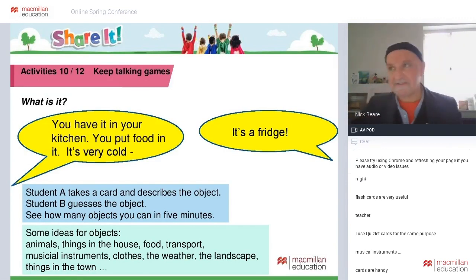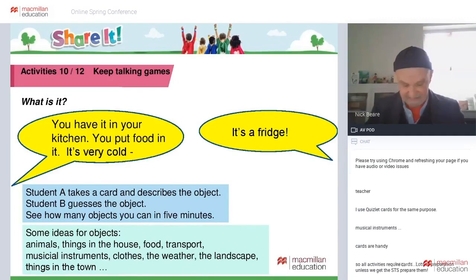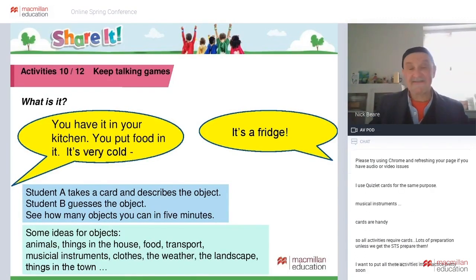So it's not a fridge, okay? You have it in your kitchen, you put food in it, it's very cold, and student B is thinking, what is it? It's a fridge, okay? Let's see how we can do that one. Let's try with my cards here. So I'll be saying what the thing is, and you've got to guess what it is, okay?